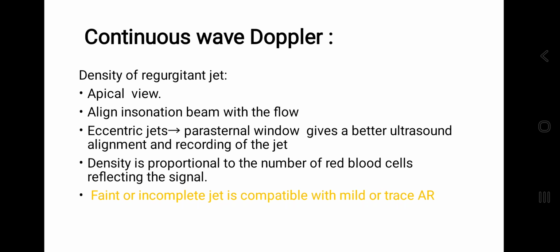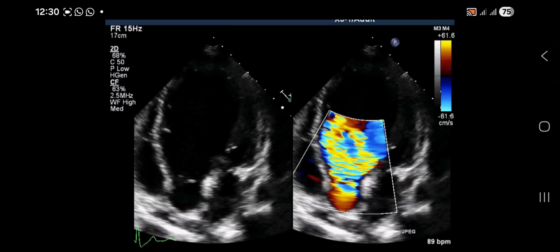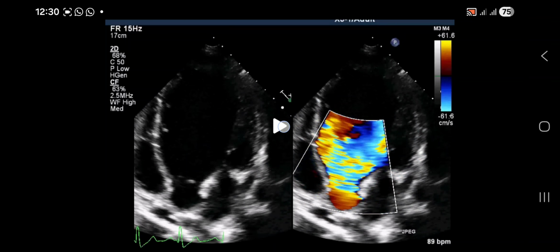Then continuous wave Doppler, density of the regurgitant jet. In the apical view, align insonation beam with the flow. Eccentric jets, parasternal window gives a better ultrasound alignment and recording of the jet. Density is proportional to the number of RBC reflecting the signal. Faint or incomplete jet is compatible with the mild or trace AR. This is the AR jet. Okay, this is the AR jet.